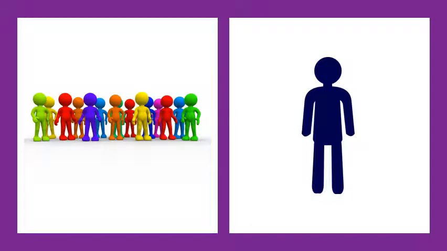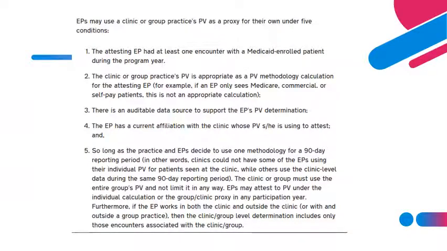Patient volume can be based on only the attesting provider's encounters or for the whole practice. If you're using group methodology for your PV, please be aware of the 5 stipulations you must meet to use group methodology. This list is available on our website, and you can also pause the webinar to review them. Please note, an EP using group methodology must have seen at least one Medicaid patient during the program year.